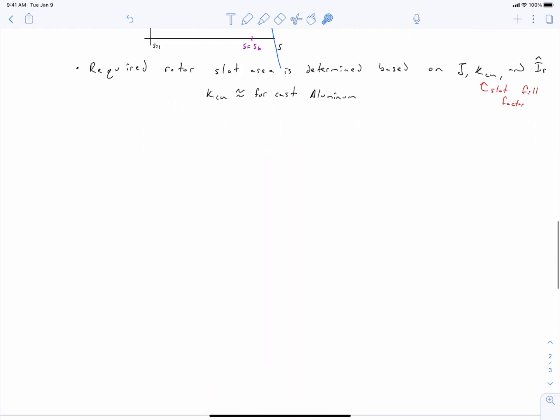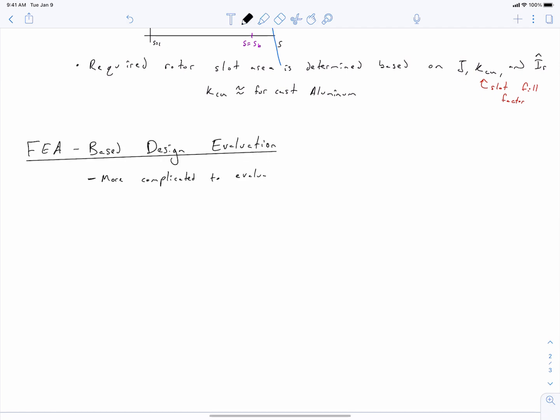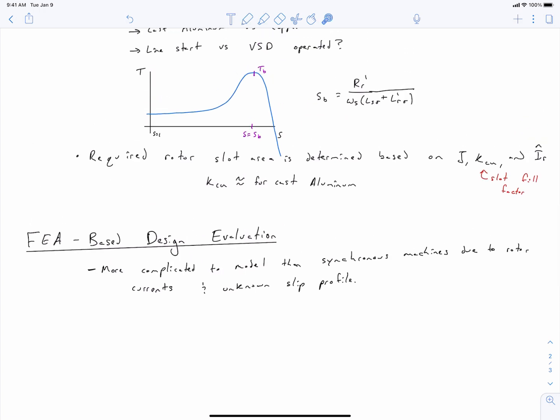So the induction motor is a lot more complicated to analyze than our synchronous motors because of the rotor currents. Those rotor currents take time to build up and reach steady state. And furthermore, typically when we're trying to evaluate a candidate design, we don't know what the rated slip should be. We don't know where this pull-out slip occurs. We just generally don't know the frequencies that this torque profile appears at. So we don't know what speed to set our rotor at with our FEA tool.